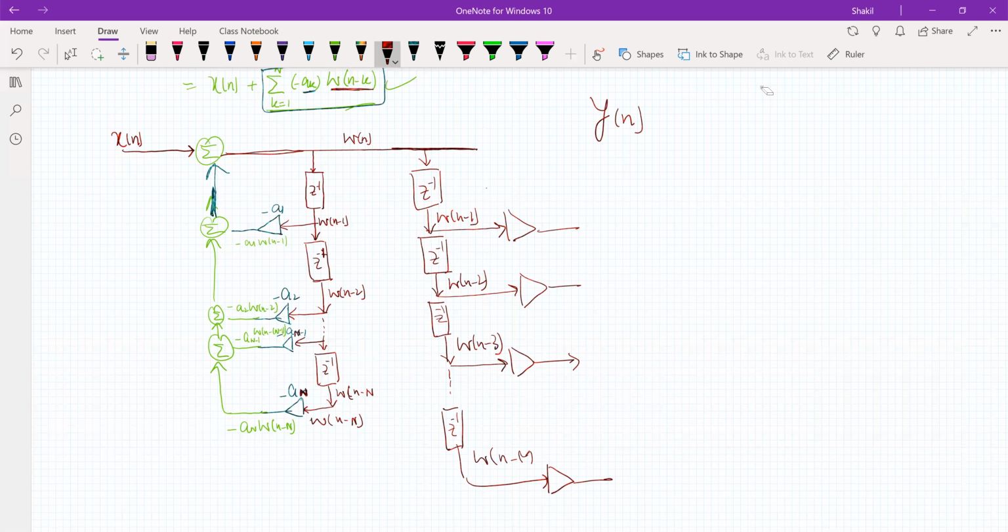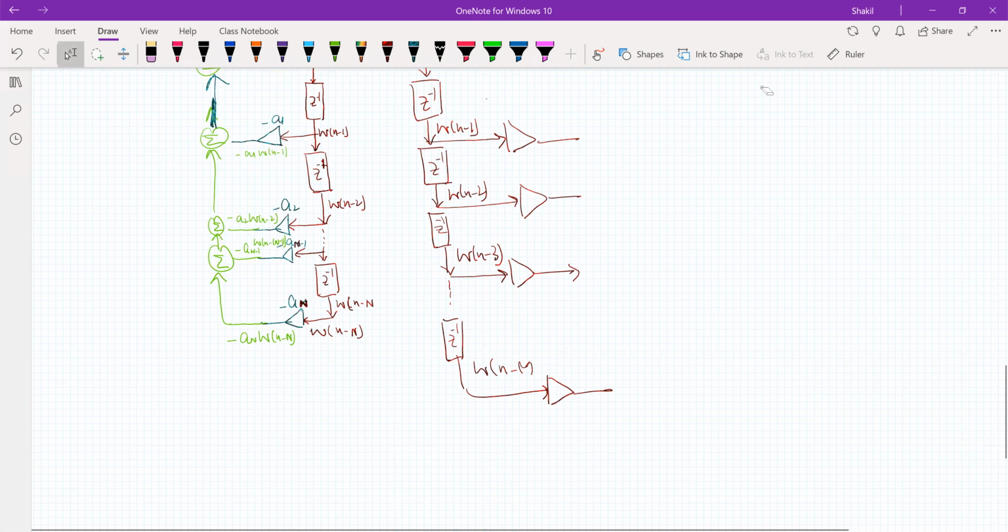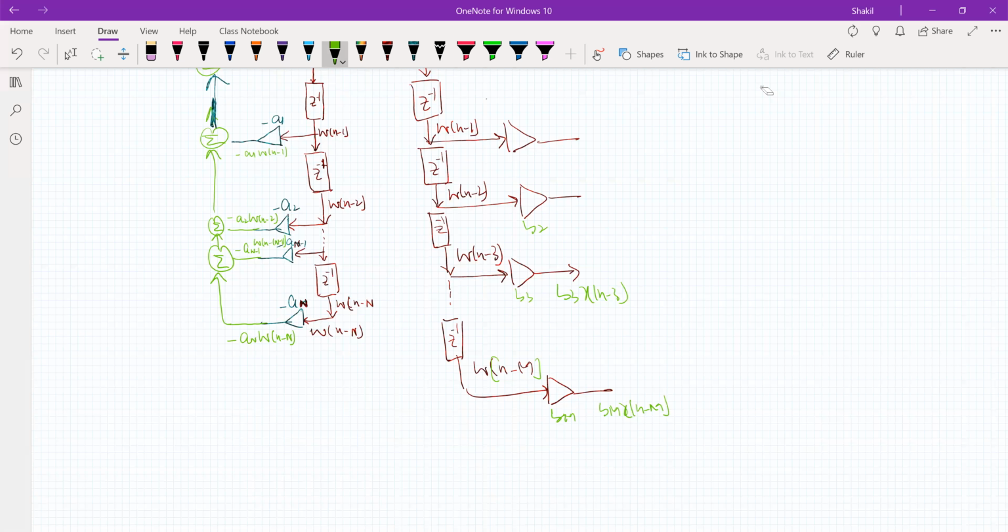All right. So let me write the outputs. What is the output available here? So if I say this is Bm, so output will be Bm x of n minus m. So if this is B3, output will be simply B3 x of n minus 3. If this is B2, output will be B2 x of n minus 2. B1, the output will be B1 x of n minus 1, and so on, right?